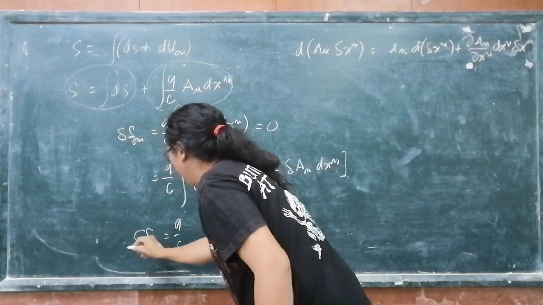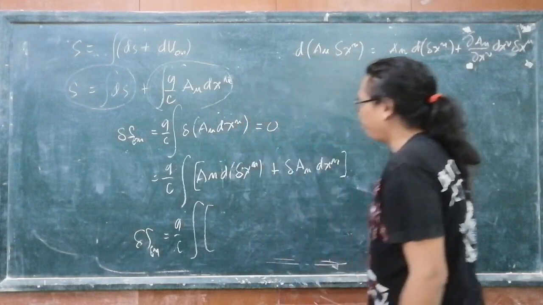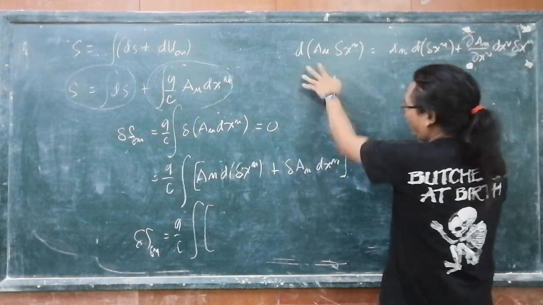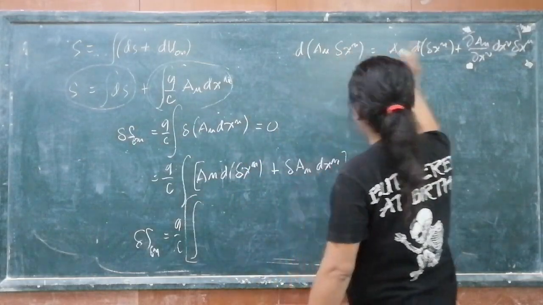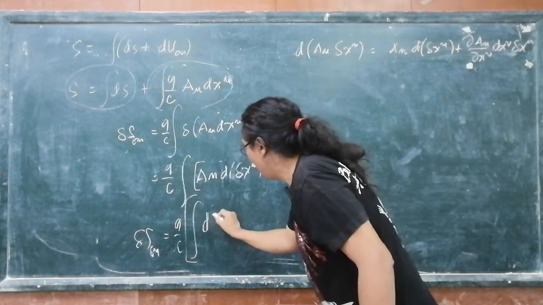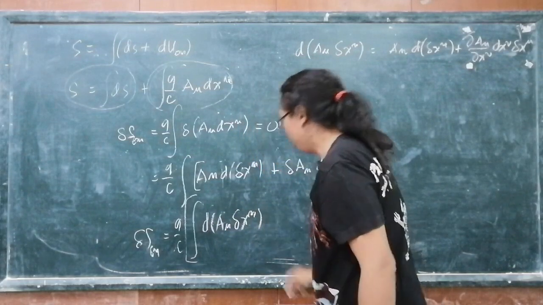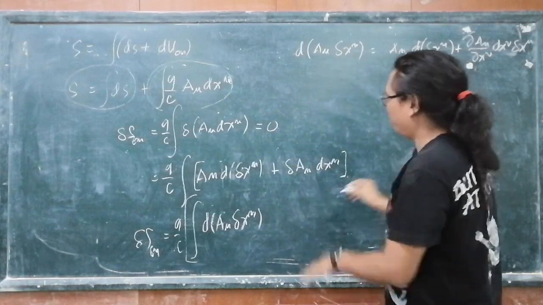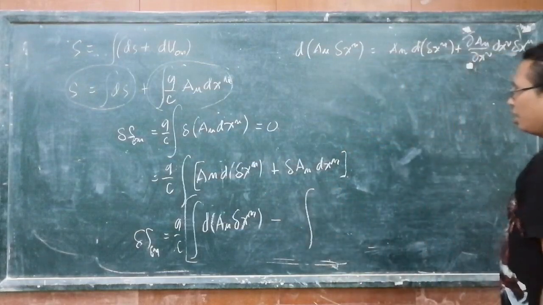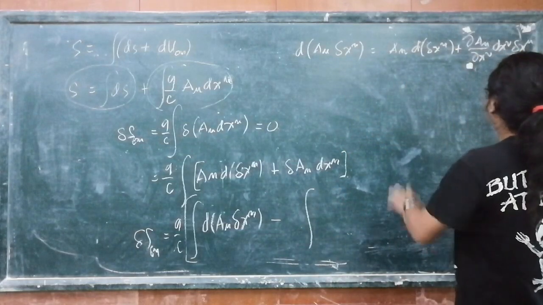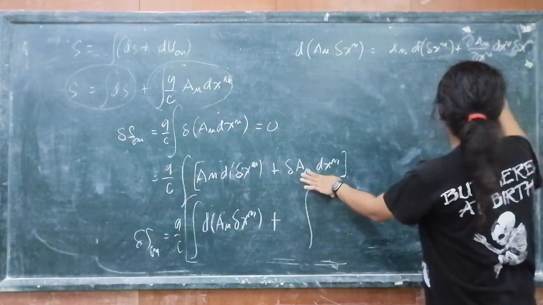Again, this is the variation of delta S_EM equals this. I'll separate this, because I will do an integration by parts. So this is dA_mu delta x^mu, right? Minus what? A_mu, and minus what? Partial A_mu over this? Plus this, because this and this look the same.